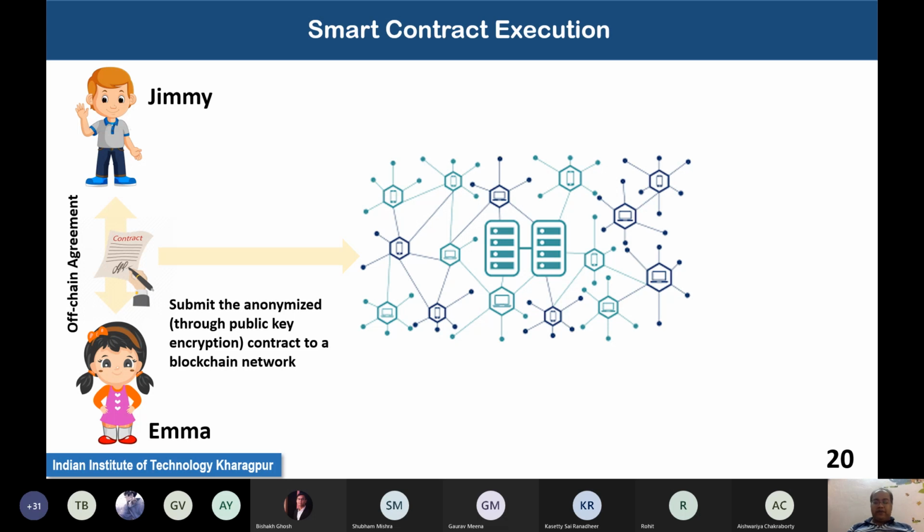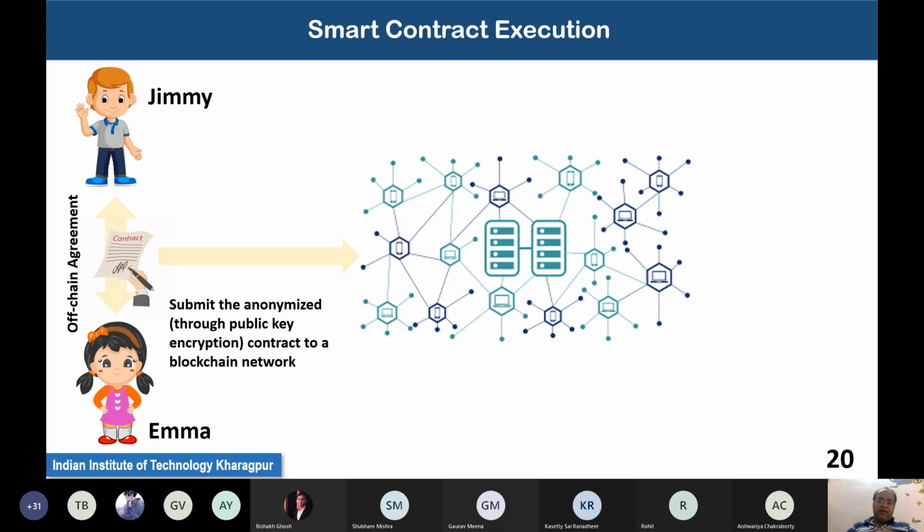through a blockchain network. While submitting this agreement in the blockchain network, you can anonymize it with the help of your public key value. Jimmy uses his public key to submit the contract to the blockchain network. Emma uses her public key to submit the contract to the blockchain network. So what the community sees is that two persons, identified by their public keys, have submitted this smart contract and the smart contract matches. That means both of them have agreed on this particular smart contract.